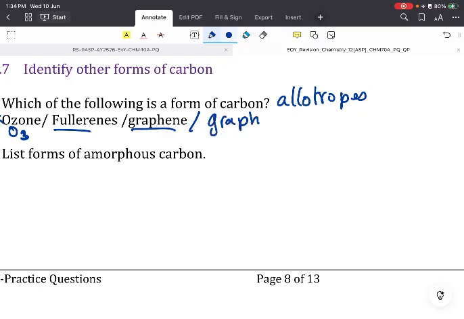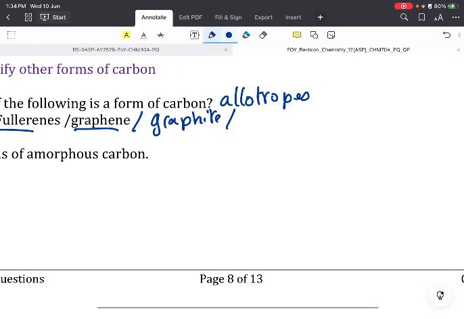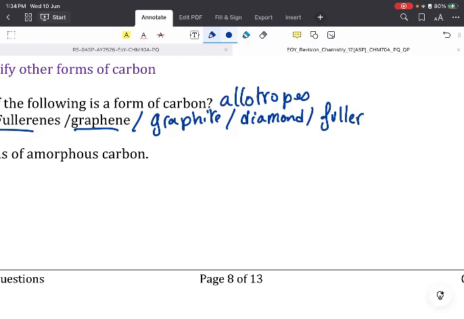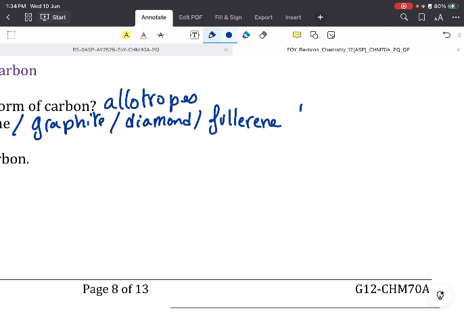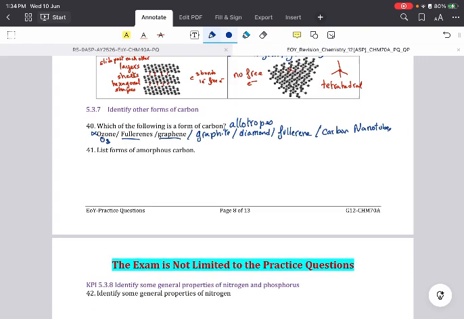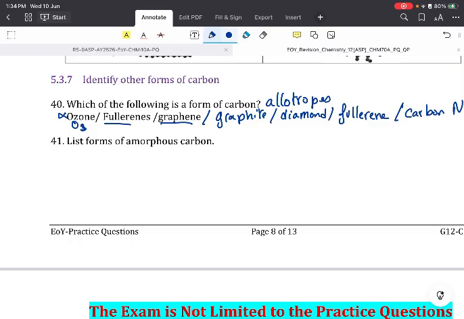You have the graphite. We just did the difference between graphite and diamond. And we have the fullerenes. We also have, for example, the carbon nanotubes. So basically, these are the allotropes of carbon. So a question like this, which of the following is a form of carbon? Any of these choices would be a correct choice.